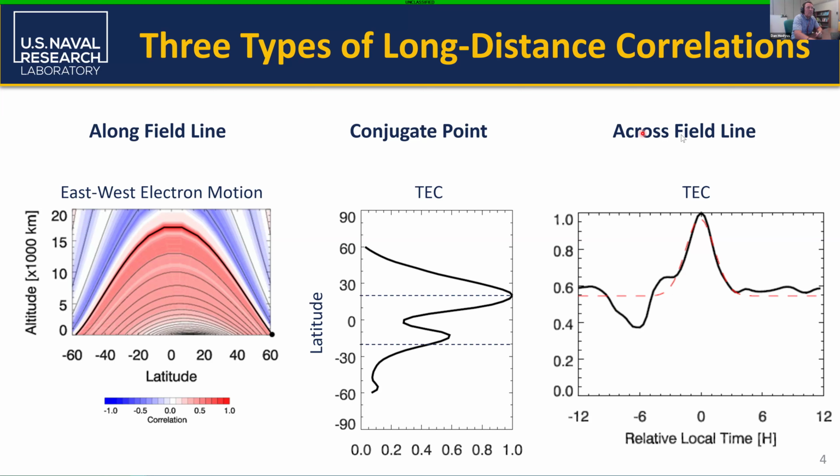There is an across field line type of correlation, which you can also see in TEC, where this axis now is longitude, which is denoted in terms of relative local time. And so this is, say, the point we're correlating, and 12 hours would be the other side of the world. And so think of this as along the equator, along a magnetic equator at the center of the Earth.